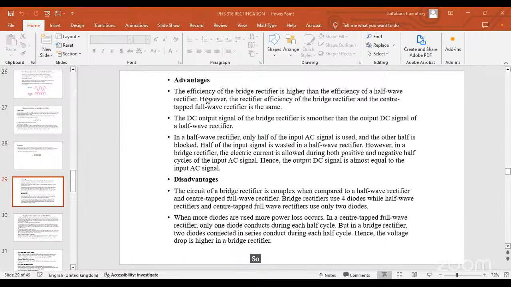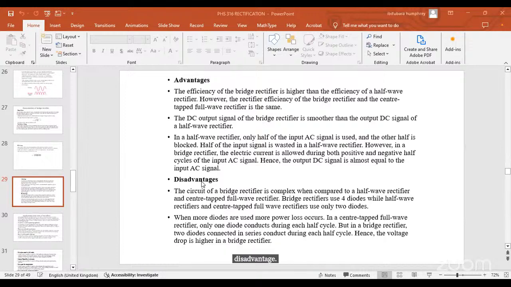So here you have advantages and disadvantages. Let's look at it. The efficiency of the bridge rectifier is higher than the efficiency of the half-wave rectifier. However, the rectifier efficiency of the bridge and center tap is the same. The DC output signal of the bridge is smoother than the output DC signal of the half-wave. Of course, that is expected. In a half-wave rectifier, only one half of the input is used. We have talked about this.